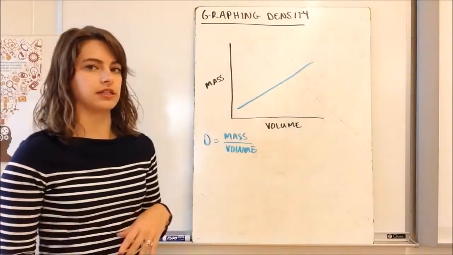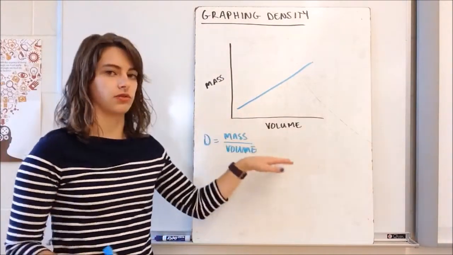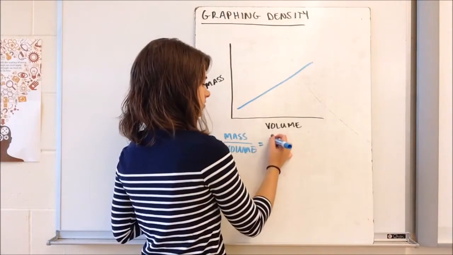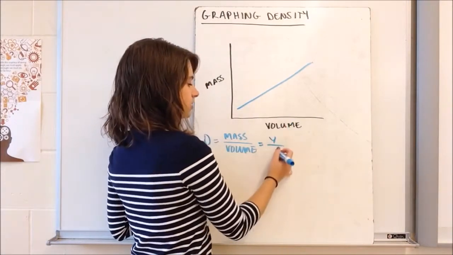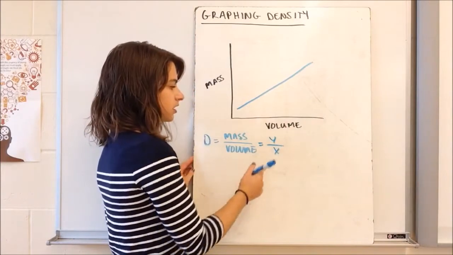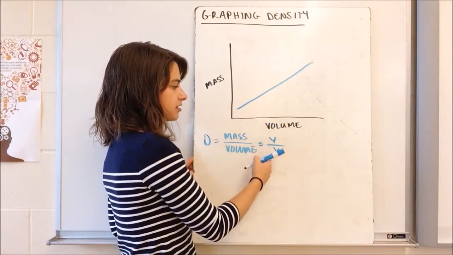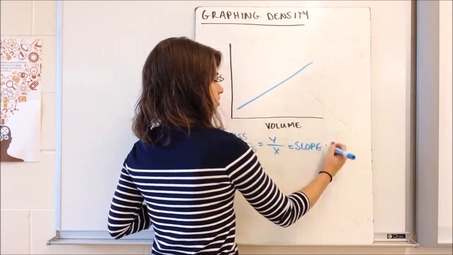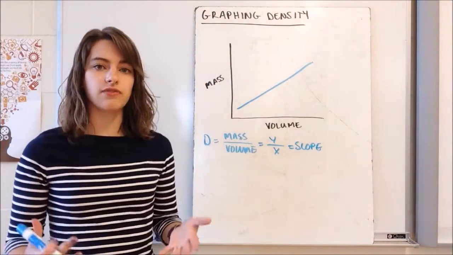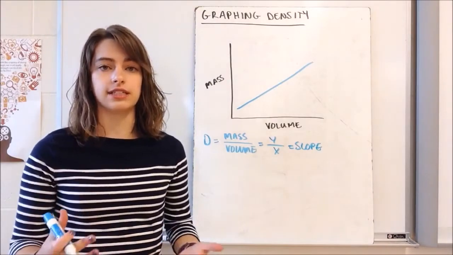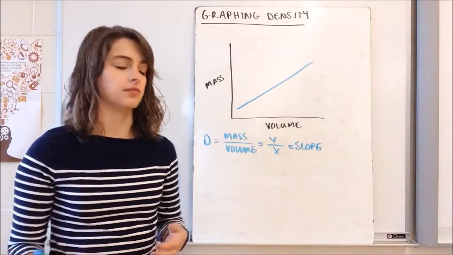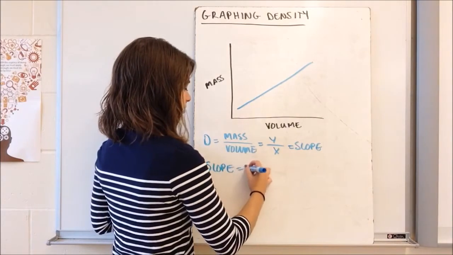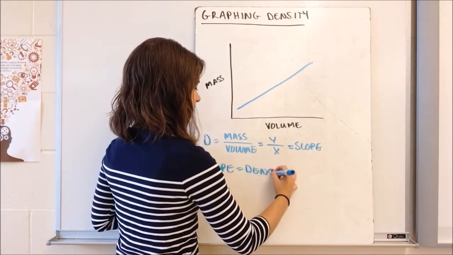What else about this line is mass over volume? Well, if we look at our axes, our mass is on our y-axis. Our volume is on our x-axis. Well, y over x in math class is slope. So the slope of a line from the graph for a density graph is the density of the substance. So the slope equals the density.